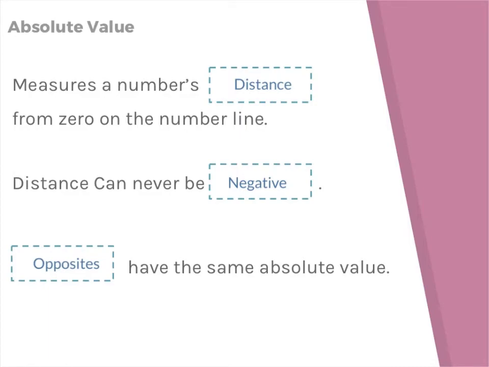So positive 3 is 3 spaces away from 0. Negative 3 is 3 spaces away from 0. So they have the same absolute value. They're both 3 spaces away from 0.